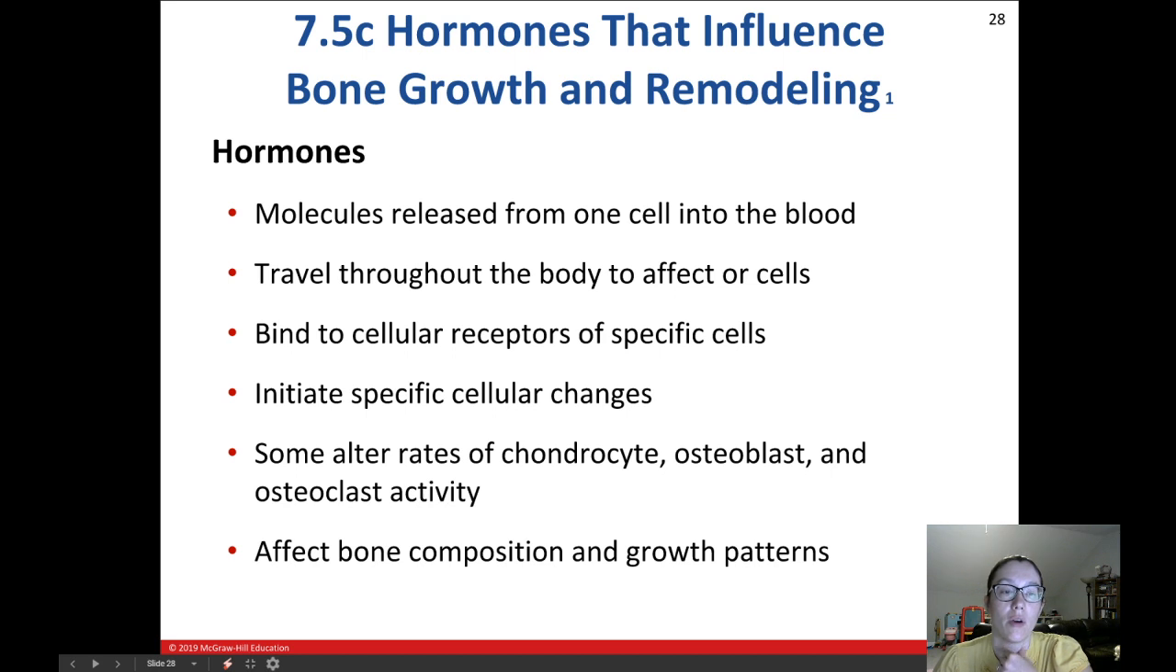So maybe your thyroid hormone, right, is going to be sent out, and it's going to go to whatever cells in your body have receptors for that thyroid hormone. It's going to bind to that cell and cause changes in that cell. So it can be lots of different types of changes, like maybe insulin's going to tell your body cells to take glucose out of the blood to use it. Some of these, specifically since we're talking about the bone, might alter the rates of chondrocyte, osteoblast, or osteoclast activity. And that is eventually going to affect the bone composition and growth patterns. So we're going to talk generally about a couple of different hormones that affect this.